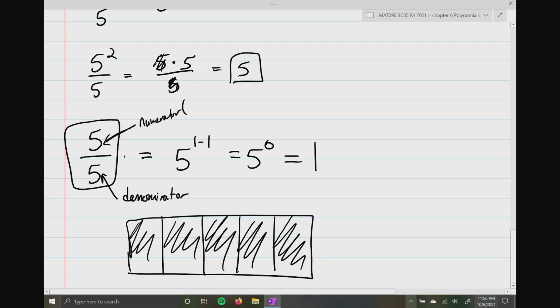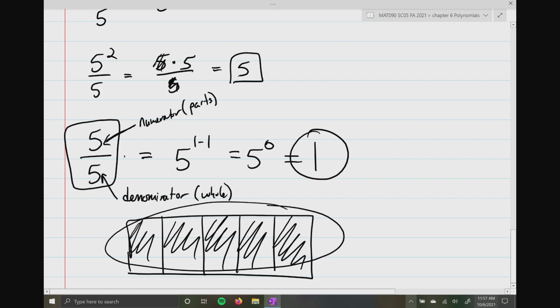Another way we can talk about the numerator, that's the number of parts that you have. The denominator is the whole. If the parts equal the whole, you have one whole object, whatever that is. Does that make sense, everyone? So now, instead of just memorizing, oh, anything to the 0 power is 1, what you're really doing is just drawing a fraction where you're shading everything in. One whole object. Does that make sense, everyone?